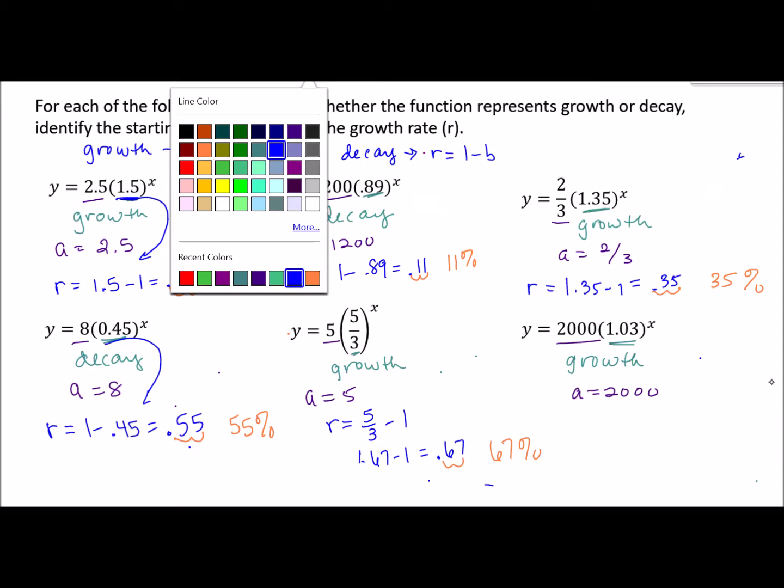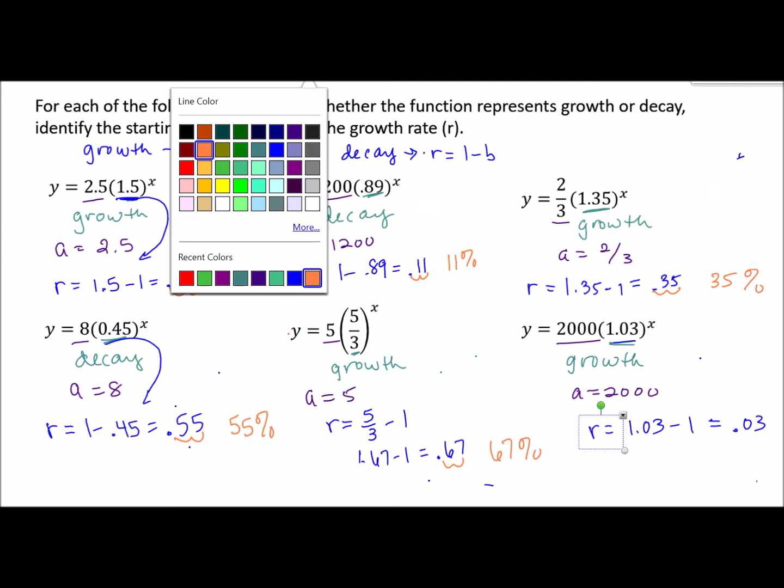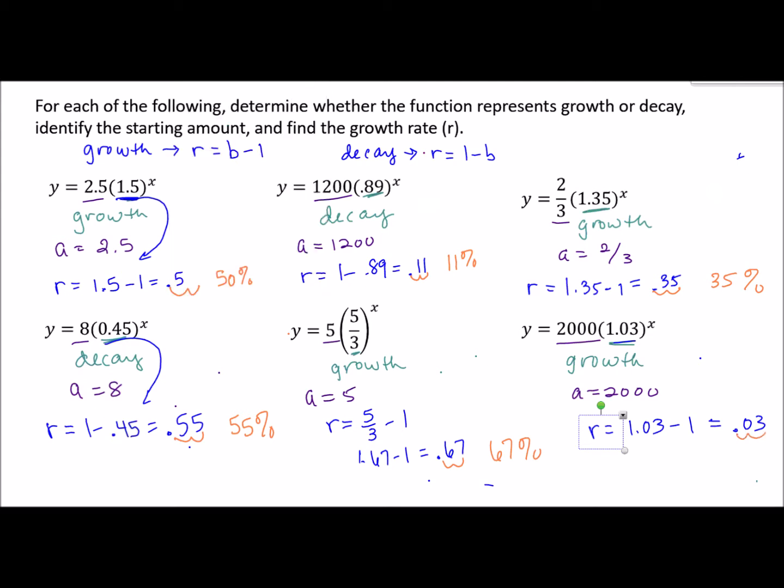Okay, next one is growth, right? 1.03, so our R will be 1.03 minus 1, 0.03, and when we convert it, go 2 to the right, and that gives us 3%.